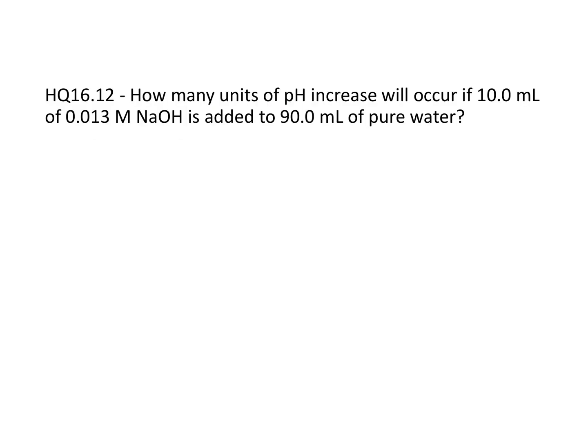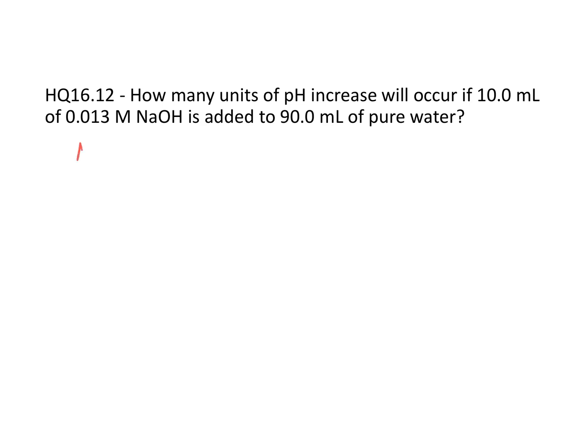I also wanted to do one review question from looking at pH and changing pH in the solution, just because this question from the homework was a little oddly worded. So the question states, how many units of pH increase will occur if 10 milliliters of a 0.013 molar sodium hydroxide solution is added to 90 milliliters of pure water? And to start this question, and the reason why I'm reviewing it, is we need an equation from first semester.